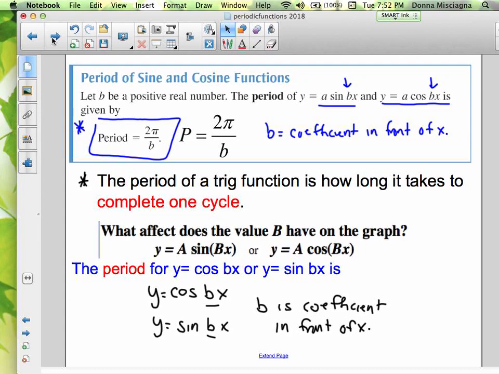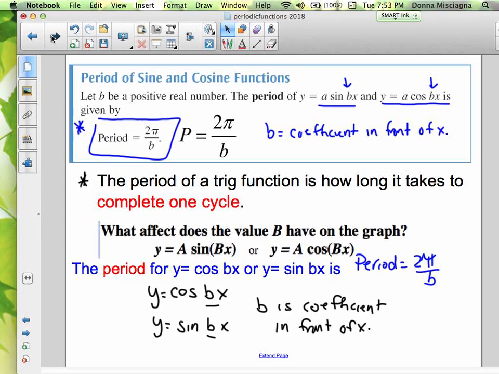What you're going to do with that value is take 2 pi, the normal period for a trig function, and divide by that value, and that will give you your period. So the period for y equals cosine bx or y equals sine bx is, in either case, 2 pi divided by that value, whatever b is. Could be a rational number, could be an irrational number. Sometimes it's pi.